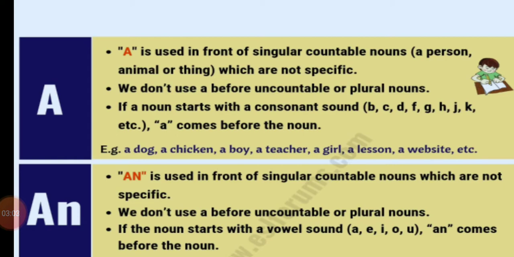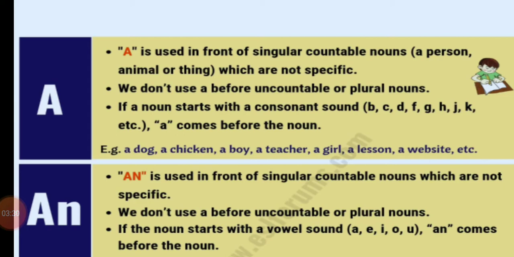Secondly, we don't use a before uncountable or plural nouns. Okay, if there is any uncountable noun, before that we can't use a, and even before a plural noun we can't use a. Okay, we can't say a water, right? So we cannot use a before an uncountable noun or a plural noun.